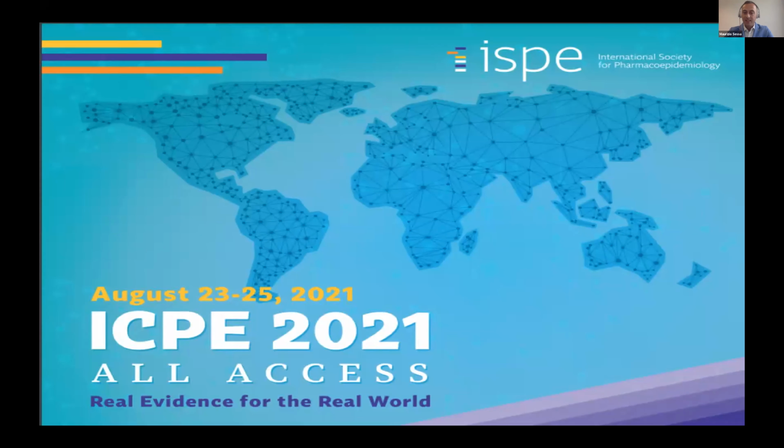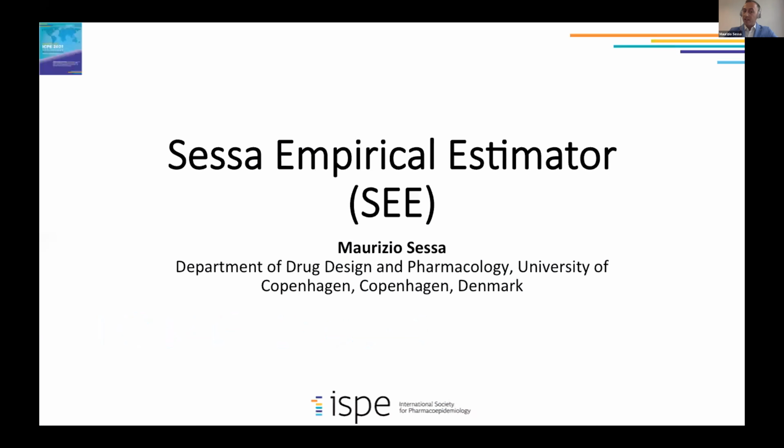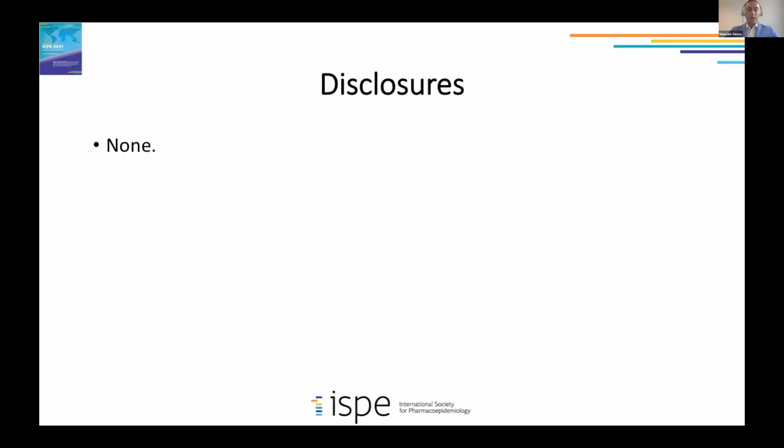Hello, everyone. I'm Maurizio Sessa, and I'm an assistant professor at the Department of Drug Design and Pharmacology, and I will present today the method known as empirical estimator, which is used to determine the duration of a medication event in secondary data sources that lack information directly or indirectly regarding the duration of the medication event. I have nothing to disclose for this presentation.